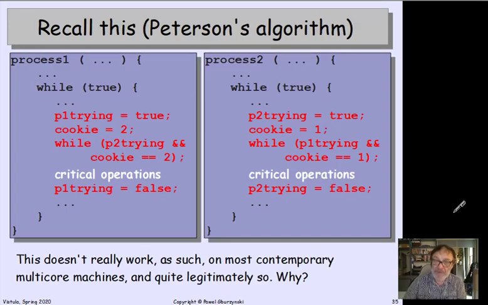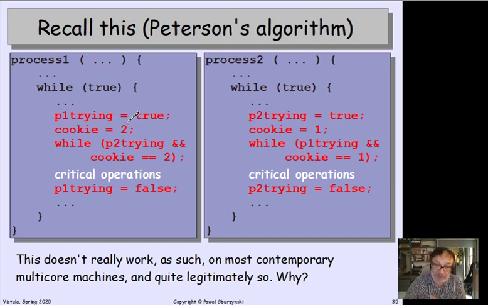So now for some illustration. Here is the old algorithm by Peterson for two-process synchronization. We discussed it a while ago, and I'm not going to repeat its discussion. Just recall that the essence of the algorithm, its correctness, hinges on a certain property. This property being that when process 1 arrives at this stage and is trying to check the condition, P2 trying and cookie equals 2, it assumes that if the other process wants to enter the critical section, it has executed these two operations. And when it comes to its copy of the condition, it will see P1 trying equals true.